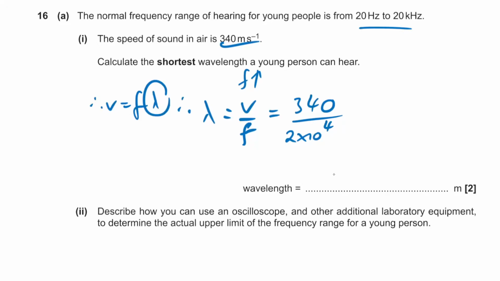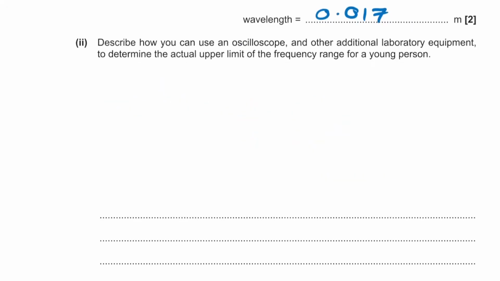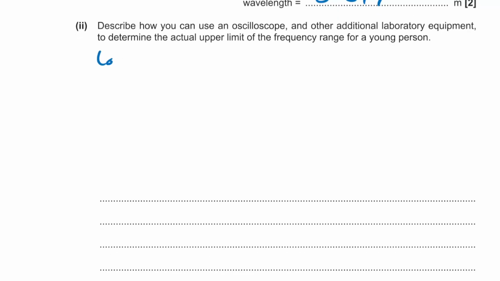And we have a sound with a wavelength of 0.017 meters. Describe how you can use an oscilloscope, and any other additional laboratory equipment, to determine the actual upper limit of the frequency range of a young person.